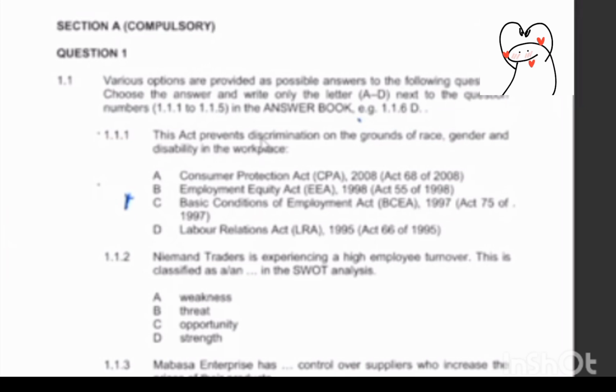So now let's check 1.1.1. So now 1.1.1 reads as follows. This act prevents discrimination on the grounds of race, gender, and disability in the workplace. So now the appropriate answer in this regard is going to be B. So now let's check 1.1.2. Niemand Traders is experiencing a high employee turnover. So this is classified as an example of a weakness to the business.